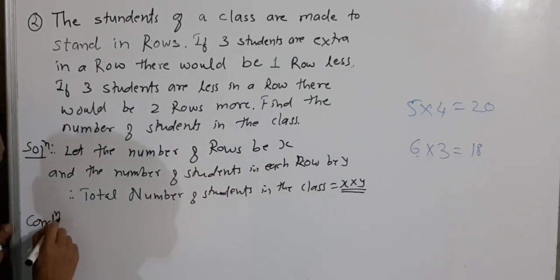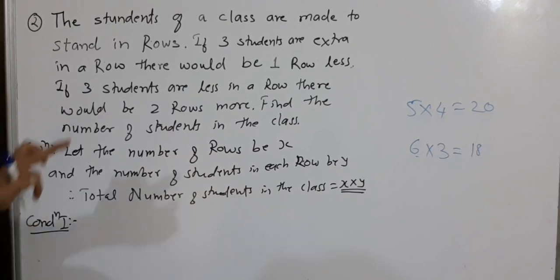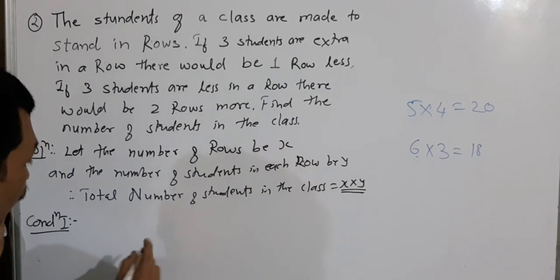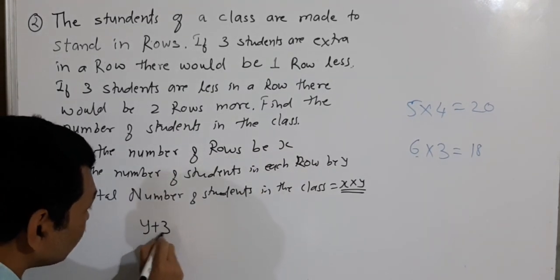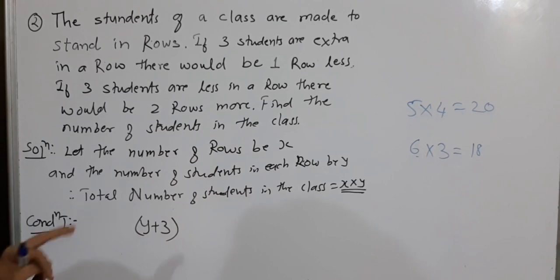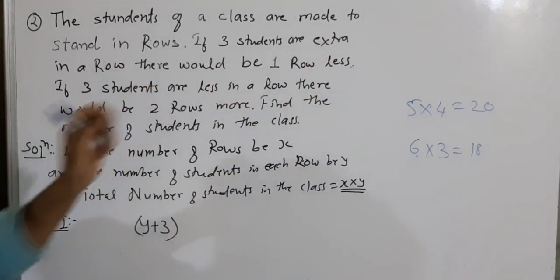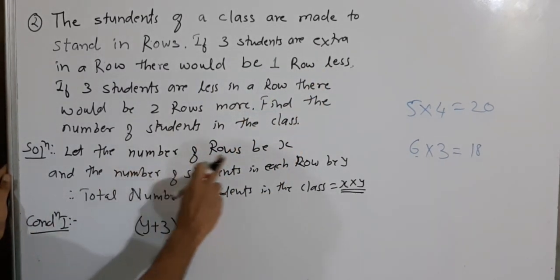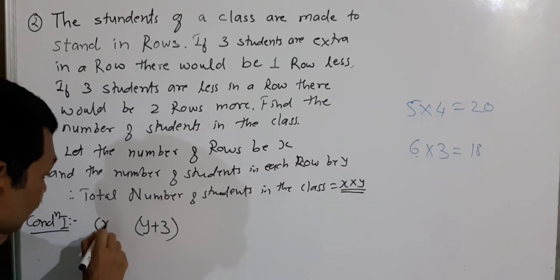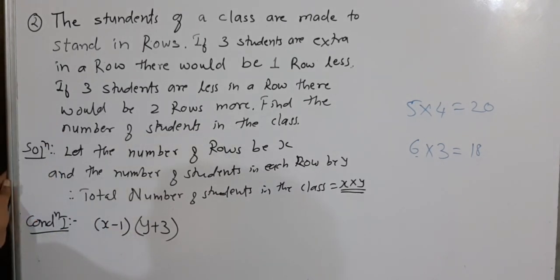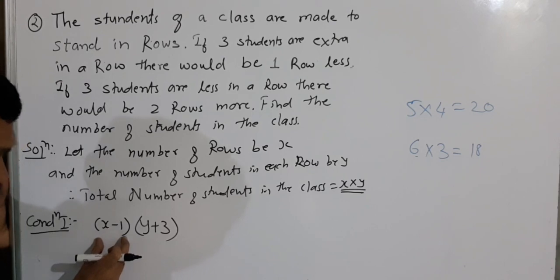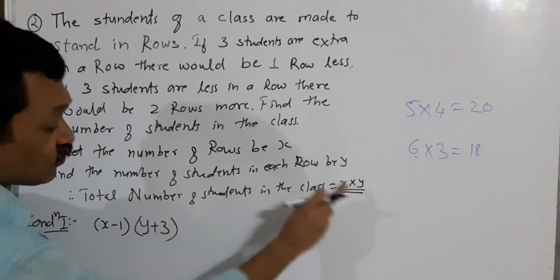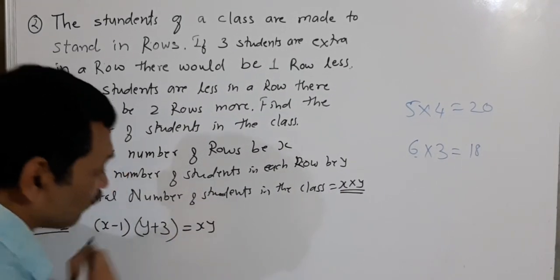What is condition 1? Condition 1 states that if 3 students are extra in each row. Now how many students are in each row? y. So y plus 3. Number of students are increased. If 3 students are extra in a row, there will be 1 row less. So how many rows are there? The number of rows are x. So x minus 1. New number of rows will be x minus 1. So now x minus 1 are number of rows and y plus 3 is the number of students in each row. But total number of students remains same. So total number of students is xy.